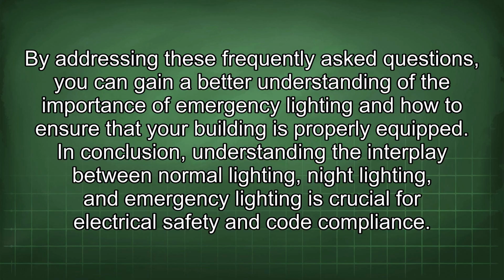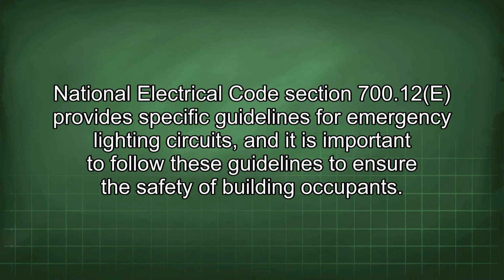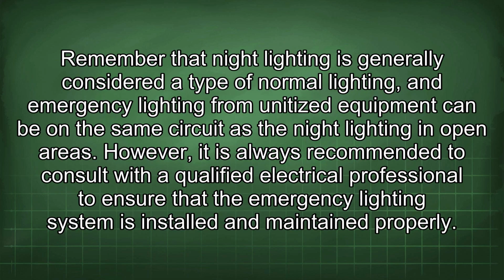In conclusion, understanding the interplay between normal lighting, night lighting, and emergency lighting is crucial for electrical safety and code compliance. National Electrical Code Section 700.12(E) provides specific guidelines for emergency lighting circuits, and it is important to follow these guidelines to ensure the safety of building occupants. Remember that night lighting is generally considered a type of normal lighting, and emergency lighting from unitized equipment can be on the same circuit as the night lighting in open areas.